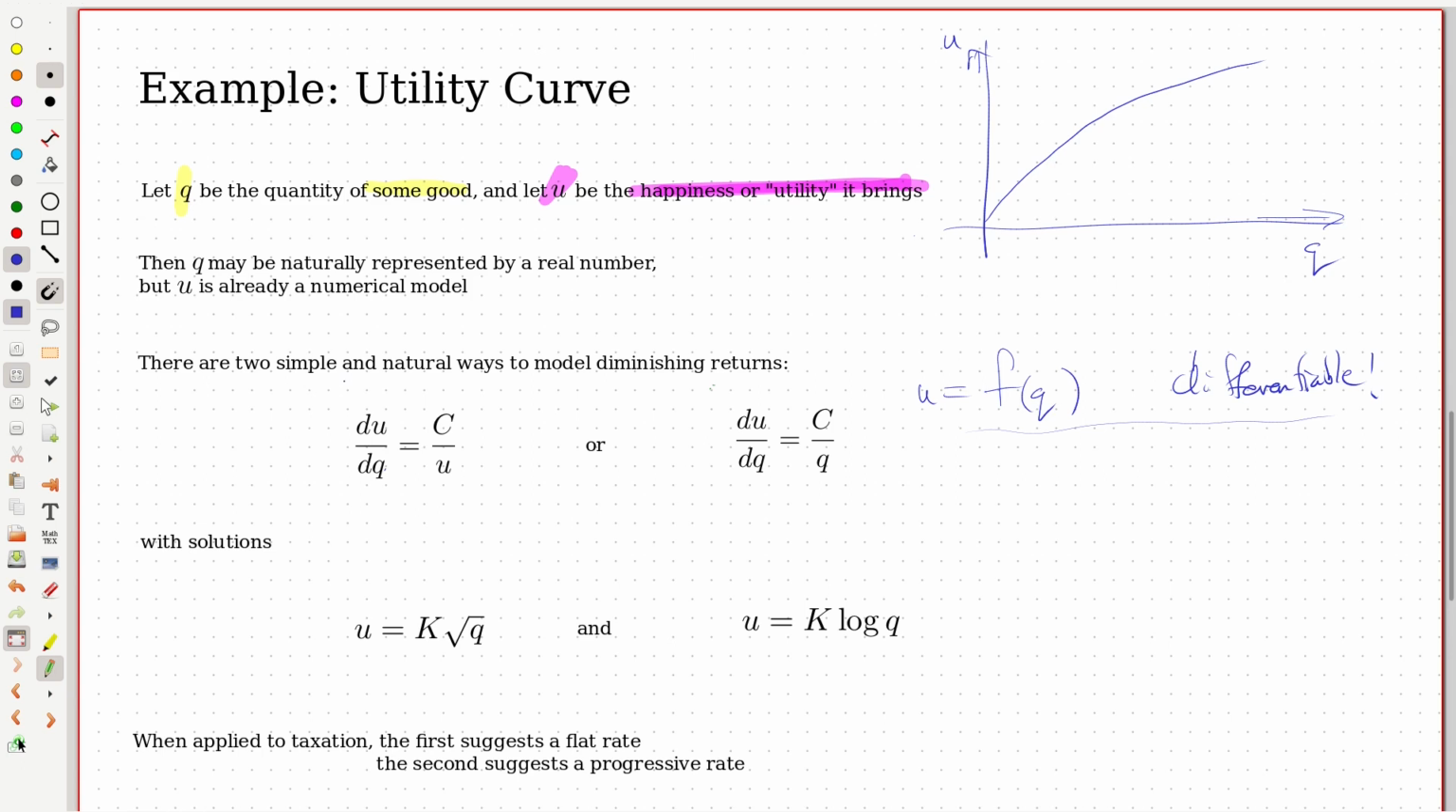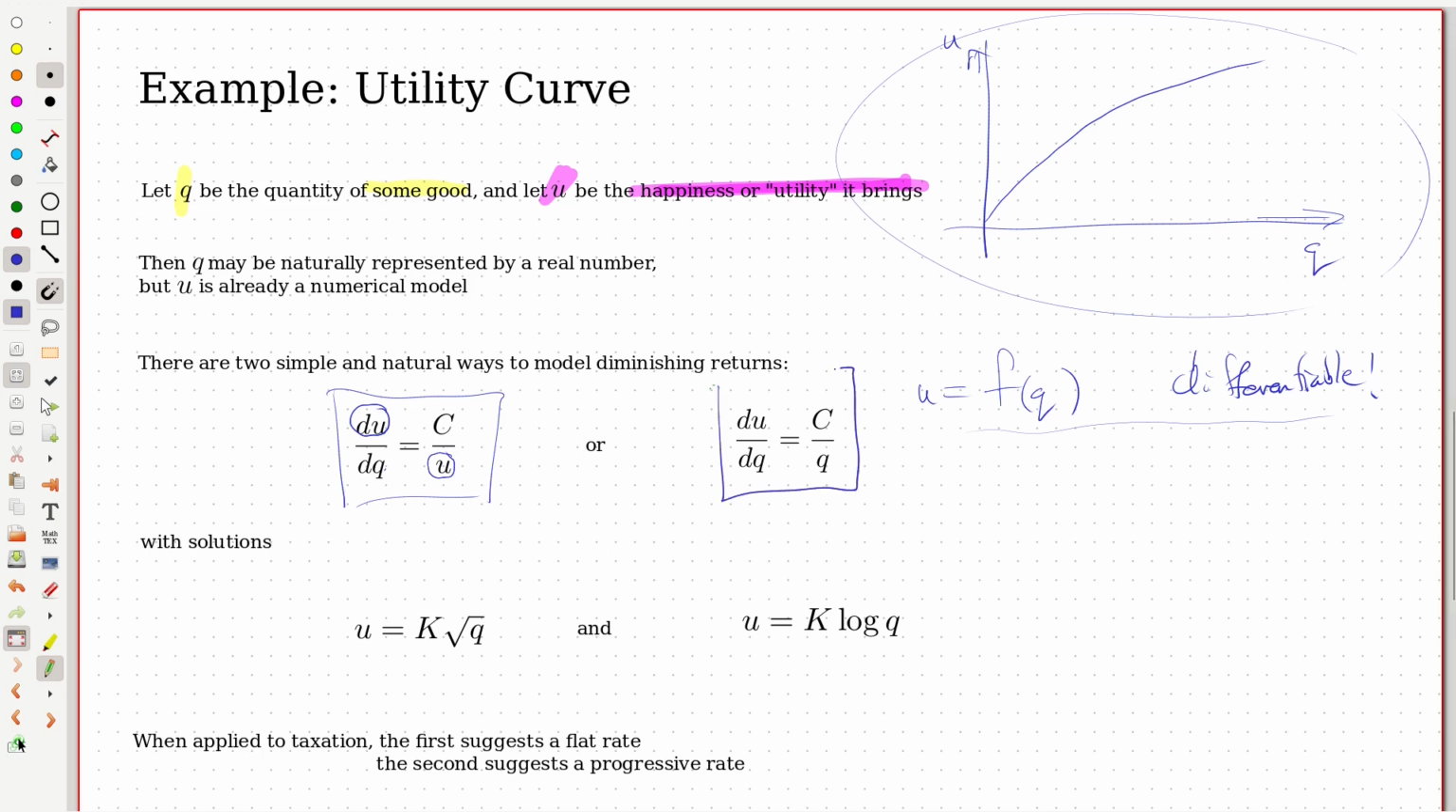Okay, now, in that context then, one way to model the law of diminishing returns is to look at the derivative du/dq. How does the rate at which utility increases with respect to q differ at various points along this graph? So one way to do it is to say that it's inversely proportional to the amount of utility you've already derived from this good, right? So if something has already made you very happy, then getting some more of it isn't going to make you that much happier. The basic idea.